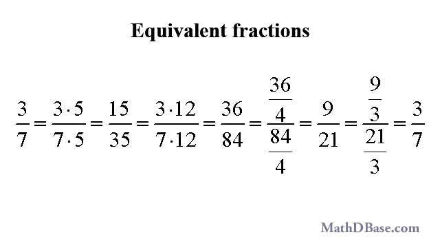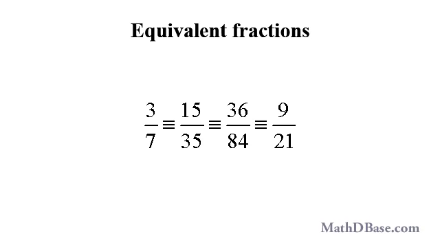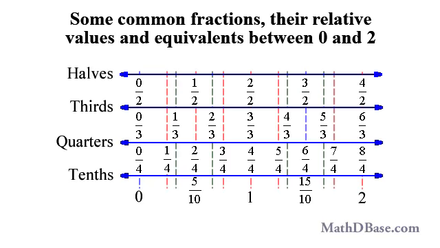Multiplying or dividing the numerator and denominator of a fraction by the same non-zero number does not change the value of the fraction. Two fractions are equivalent if their values are the same. The fraction 3 over 7 is equivalent to fractions in which its terms are multiplied by 5 or 12, and also equivalent to fractions in which its terms are divided by 4 or by 3. 3 over 7, 15 over 35, 36 over 84, and 9 over 21 are all equivalent fractions. A fraction can have any number of representations and can be expressed in terms of many whole number denominators.